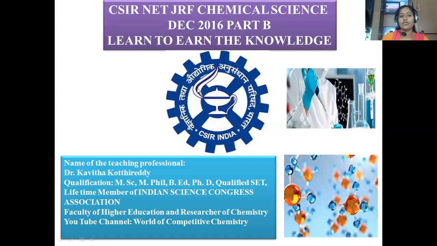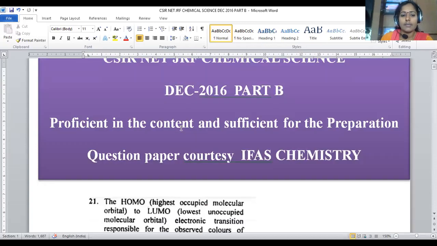In today's session, we are going to start with CSIR-NET GRF Chemical Science, December 2016, Part B, right? In the previous session, we completed the 2016 question paper, and the 2017, 18, 19, 20 question papers of 2 sessions have been completed. They are available on World of Competitive Chemistry. Now we entered into the second part of the CSIR-NET GRF Chemical Science, December 2016. Part B questions are going to be discussed in this session. So let us enter into our actual concept.